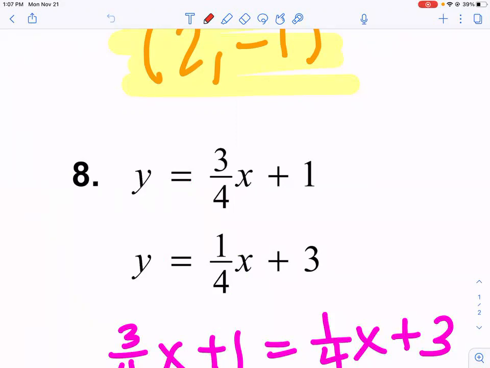Is that where we went wrong? Yes. Okay. Now let's go back up to one of these. Let's go to the second one. y equals 1/4 x plus 3. 1/4 times 4 is 1. So we get 1 plus 3, which is 4.